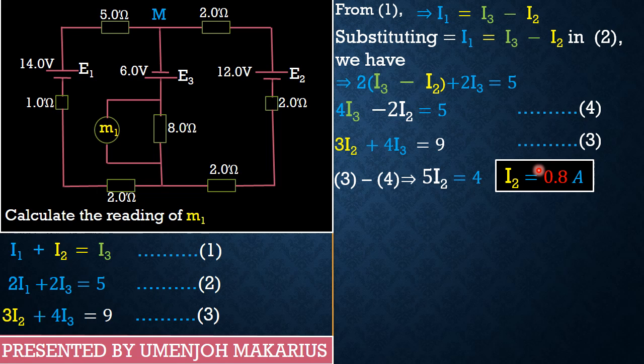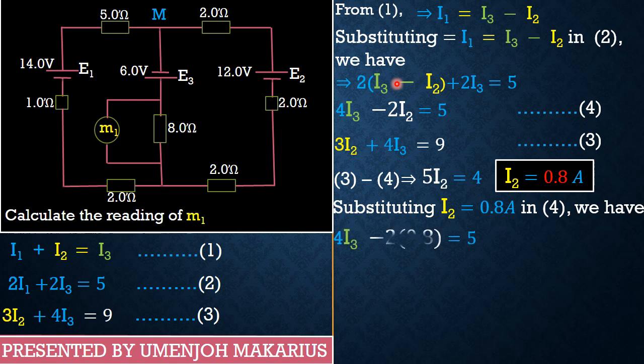All right, guys, in this case, if we bring forth our I2 equal to 0.8 amperes and put it into any of the equations, in this case I've chosen my equation 4, we are going to have 4I3 minus 2 times I2, which is 0.8, equal to 5. If we solve for that, we are going to have I3 to be 1.65 amperes. So, guys, that's the value of I3 when you solve.